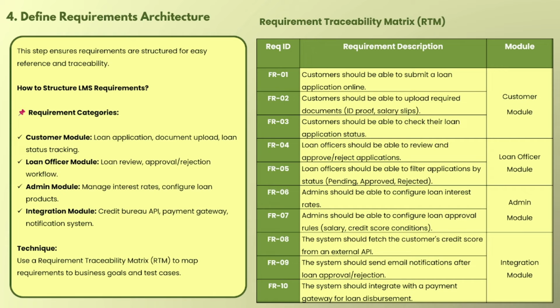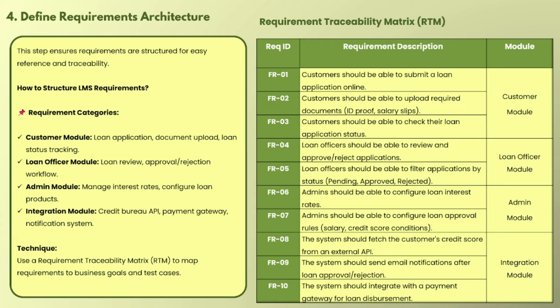Now let's check it. For simplicity, we have just picked three columns from the requirement traceability matrix: requirement ID, requirement description, and module. So now we will go one by one. Requirement IDs are like FR01, FR02, FR03, FR04, something like that. So we have combined these requirements into one module.